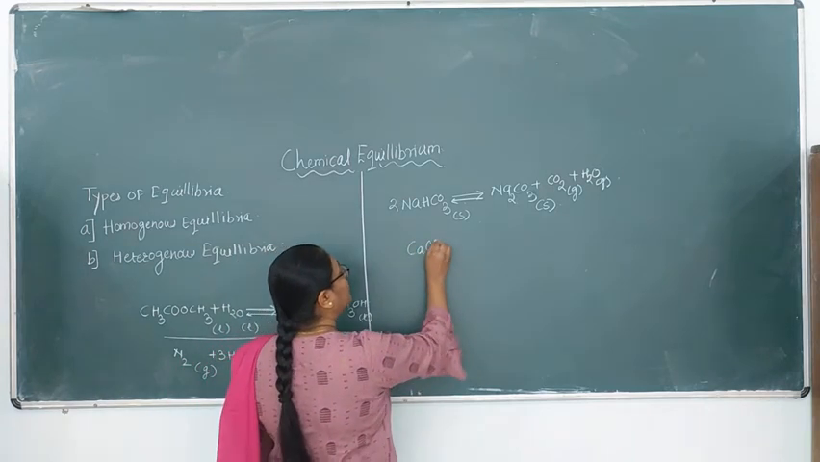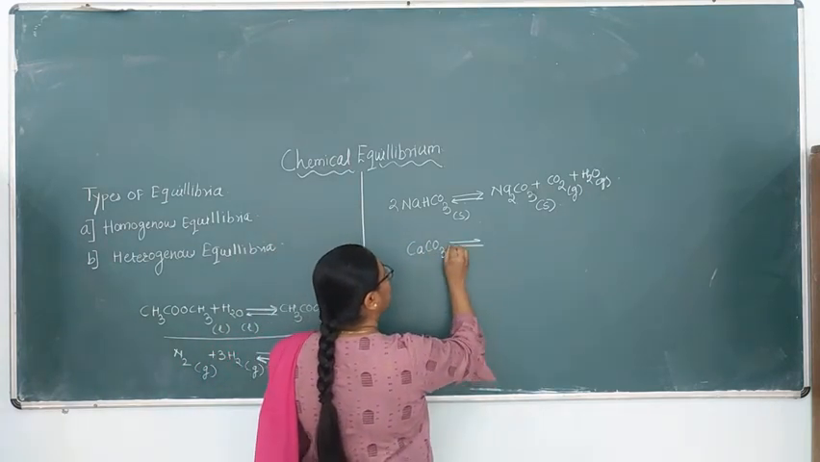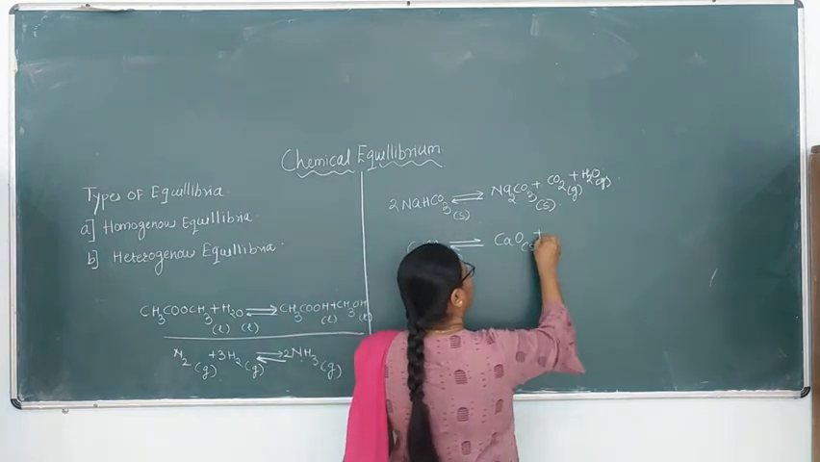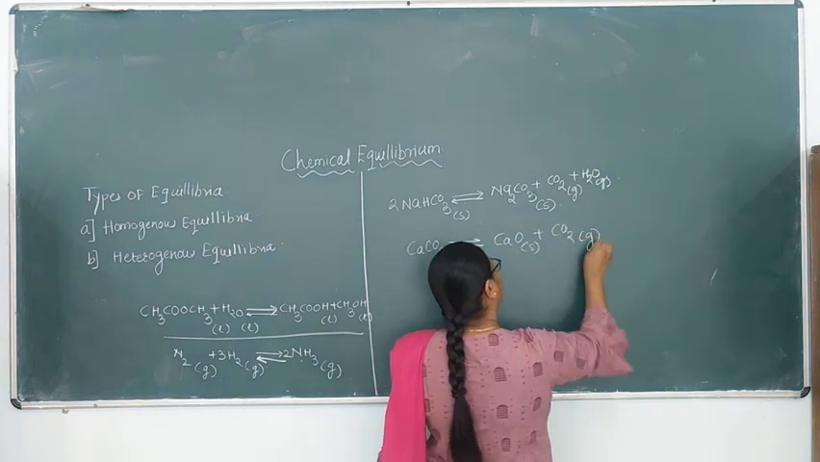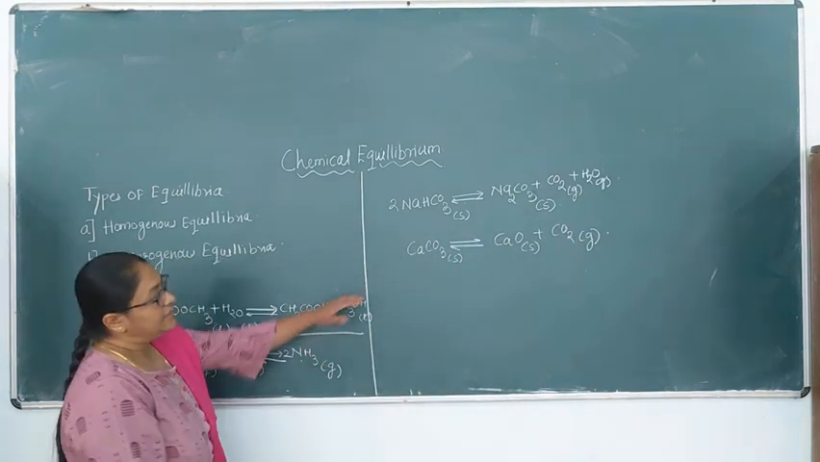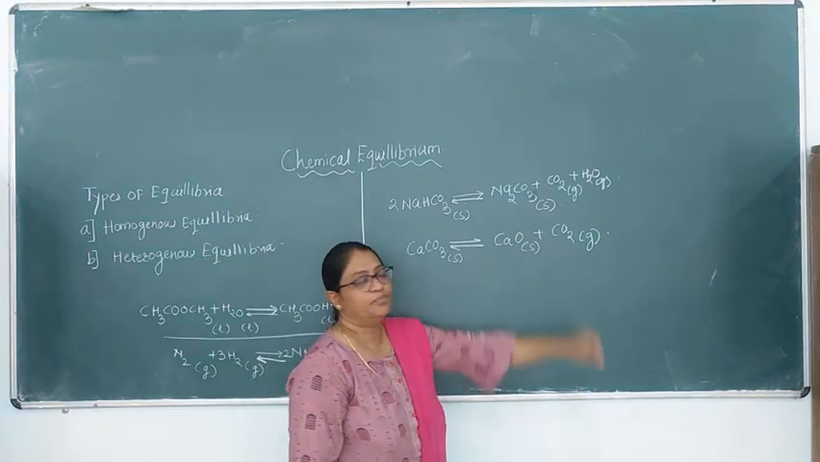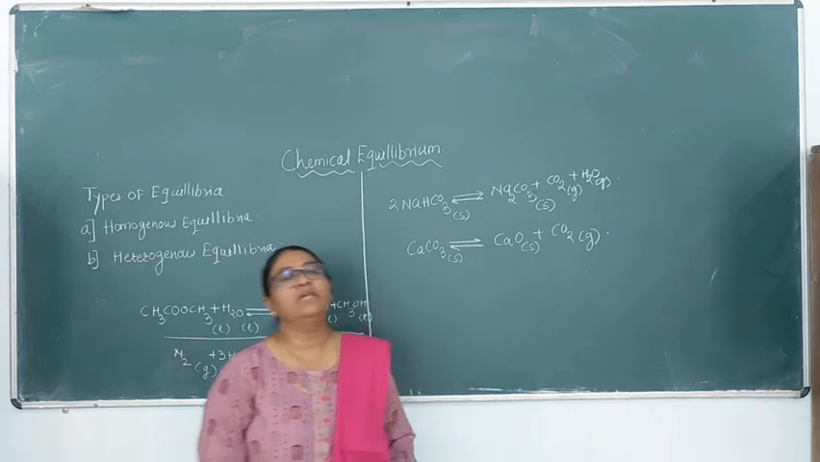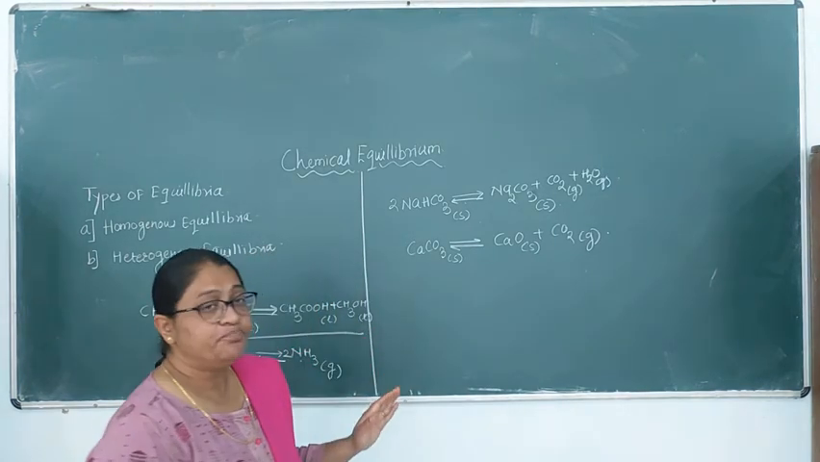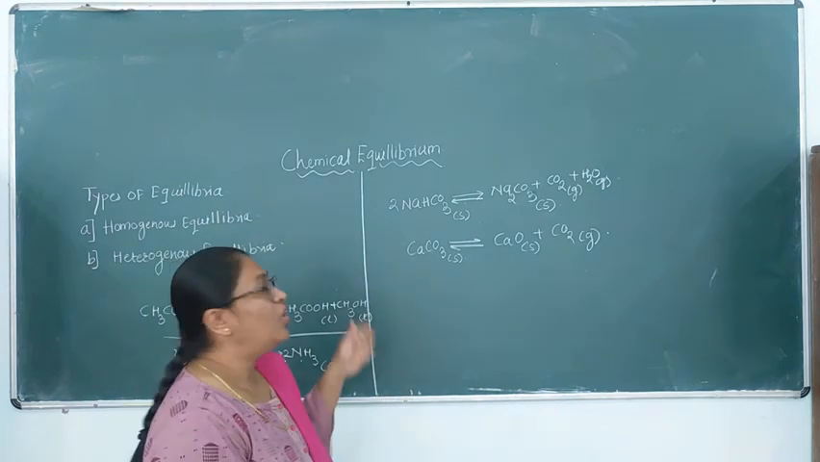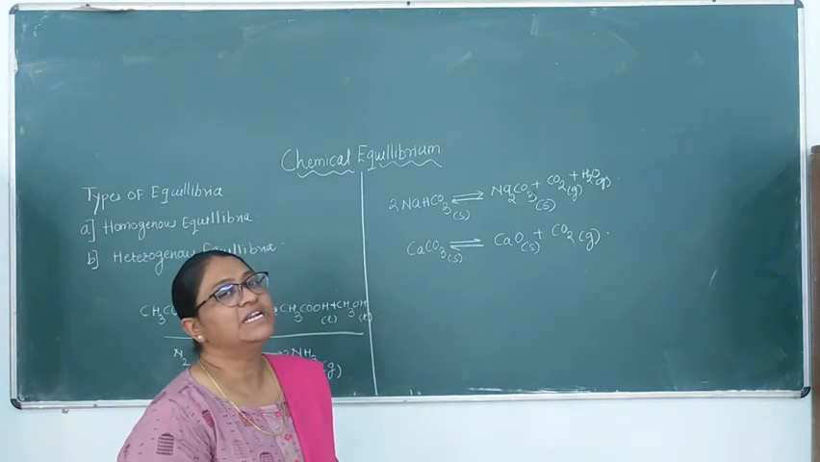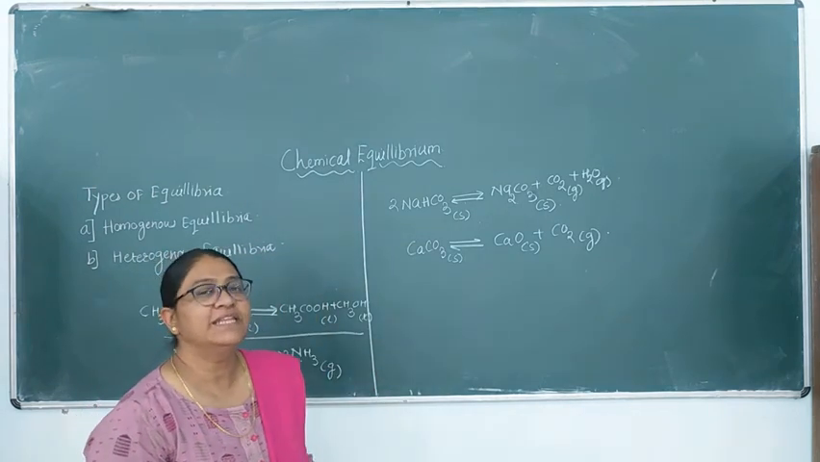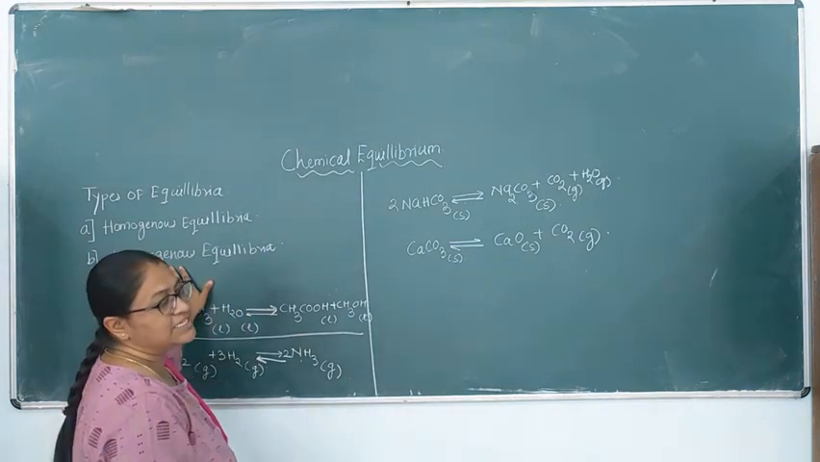The decomposition of calcium carbonate is also an example of heterogeneous equilibrium. Here two of the species are solid while one of the products is in the gaseous phase. So the equilibrium is established in such a reaction where, at equilibrium, the reactants and the products are not in the same phase, or are in different phases. That type of equilibria found in the reaction is called heterogeneous equilibria.